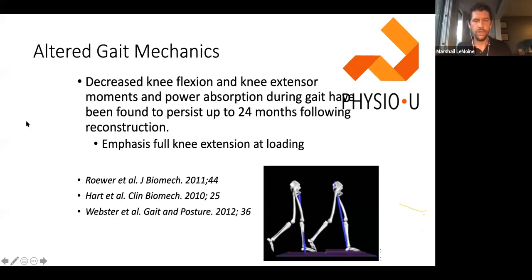Good. Okay, so that kind of just plays into, there's this big quad difference, right? This one talked about gait mechanics. So in this article, which was 2 years later, they were looking at decreased knee flexion and knee extensor moments during gait. So someone who had surgery 2 years ago, they're still not loading the knee normally compared to the other leg, right? They're not straightening it out all the way like it should.